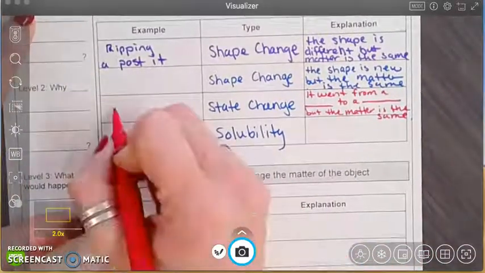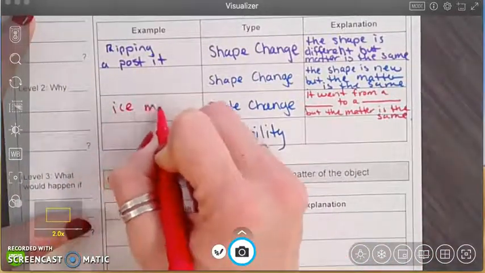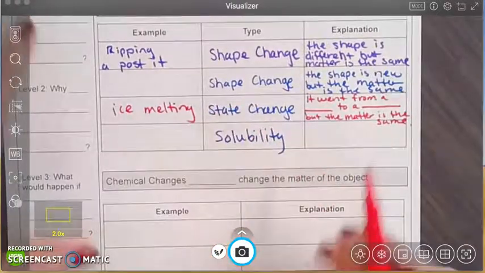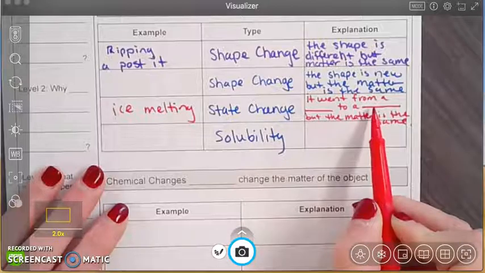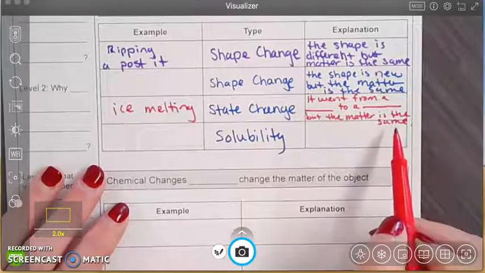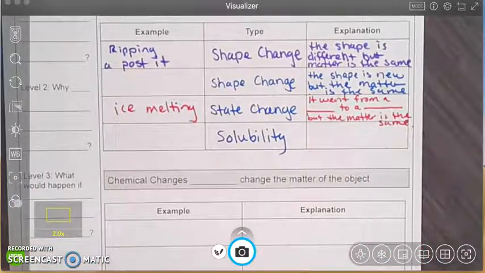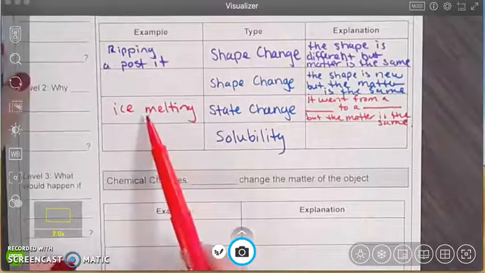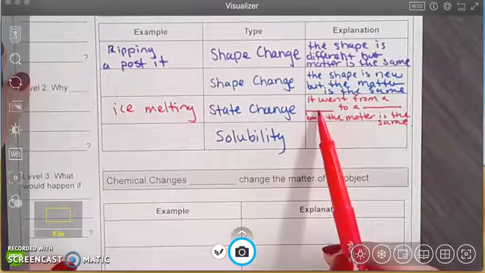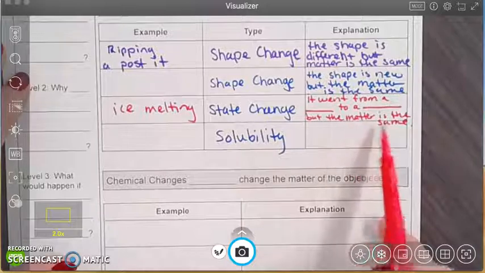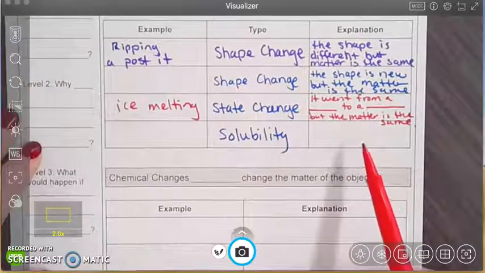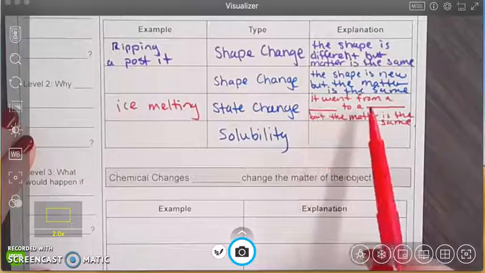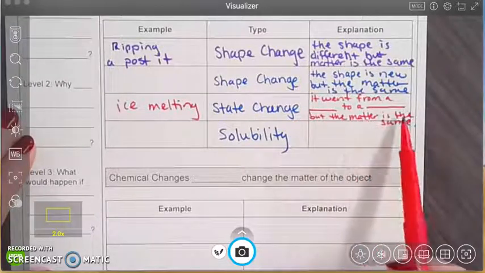So yesterday, I talked about ice melting. So then I would say it went from a solid to a liquid, but the matter stayed the same. If you talked about making ice cream, that's an option you could put here. It went from a liquid to a solid, but the matter stayed the same. If you boiled and evaporated water, it went from a liquid to a gas, but the matter is the same.